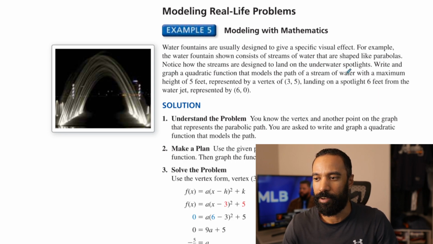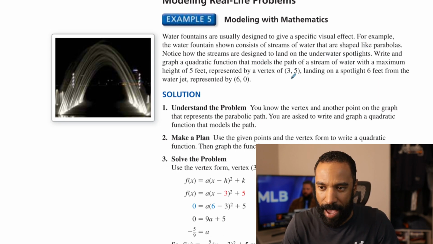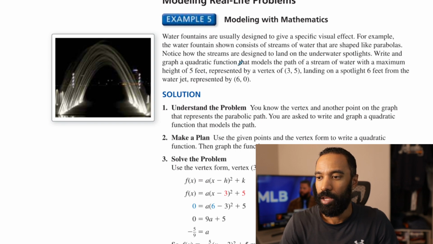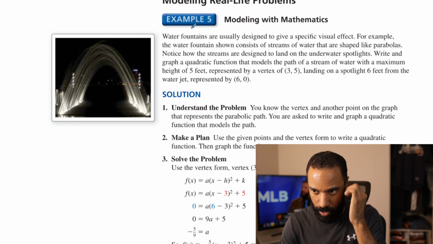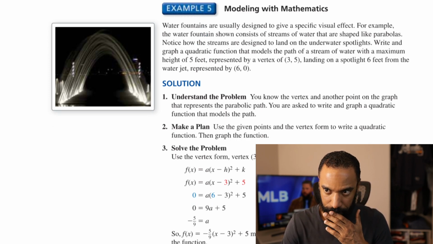Write and graph a quadratic function that models the path of a stream of water with a maximum height of 5 feet, represented by a vertex of 3, 5, landing on a spotlight 6 feet from the water jet, represented by 6, 0.